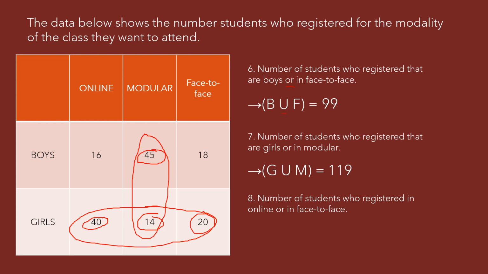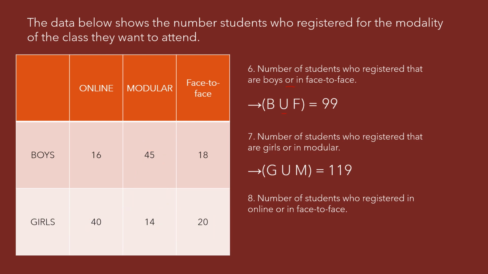Number 8, the last one for the union in tabular form. Number of students who registered in online class or in face-to-face. So we just simply look at the numbers of students who registered in online class, and they are here. So 16 and 40. Then in face-to-face, 18 and 20.